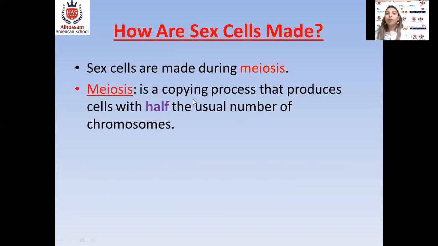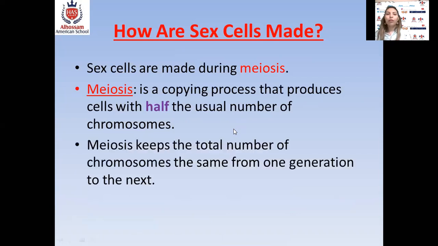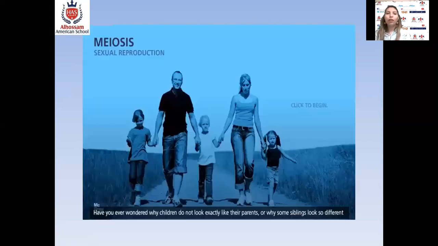Meiosis is a copying process that produces cells with half the usual number of chromosomes. So the produced cells, the sex cells, will have half the number of chromosomes. Meiosis keeps the total number of chromosomes the same from one generation to the next. As we said, during fertilization, half the number comes from the mother and half from the father, so together they make 46 chromosomes.